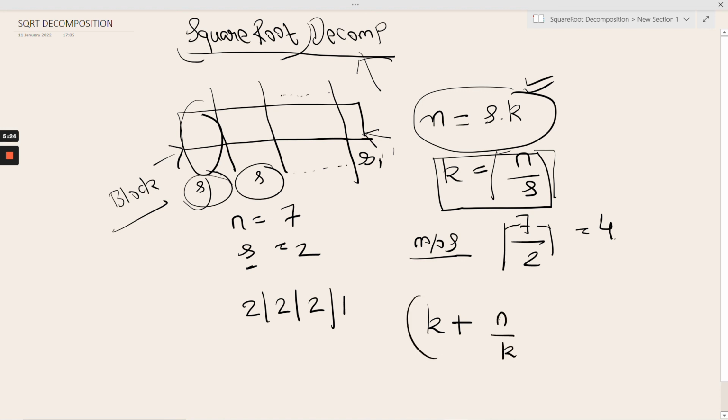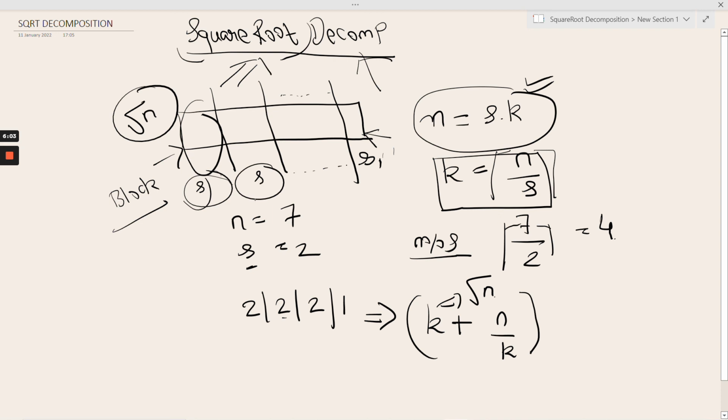In most of the cases we want to minimize this, the final thing we care about. If we want to minimize this, we know that the minimum value will arise when k is equal to root n. You can prove that yourself. Therefore for most of the cases the value of k is root n, and that is why the technique is called square root decomposition, wherein the block size will be square root n.